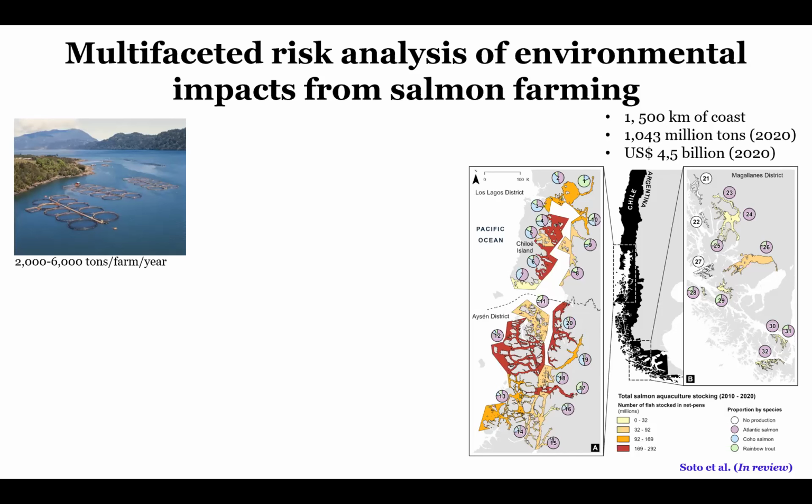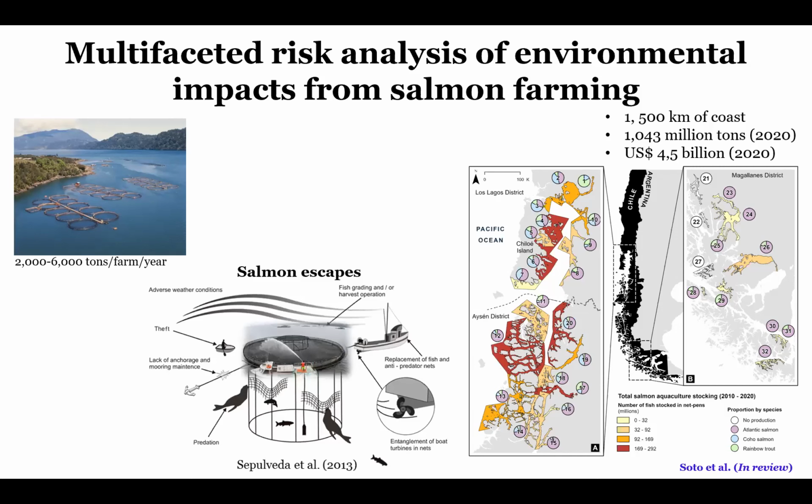Just to give an example, the basic risk of this activity, salmon farming, is basically escapes. And escapes can happen for different reasons. It could be related to weather conditions, right? And the anchors of the site at the bottom may be badly calculated. We can have thieves, predation from sea lions, accidents, and also lack of management, right? Or poor management.